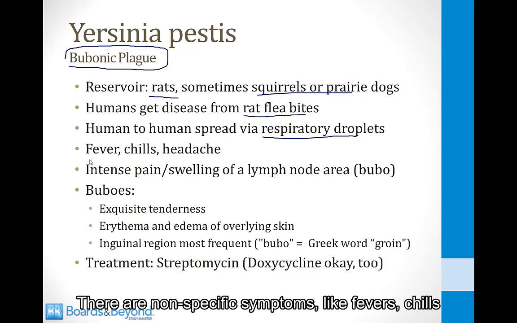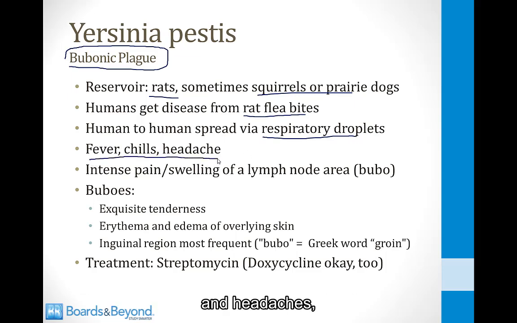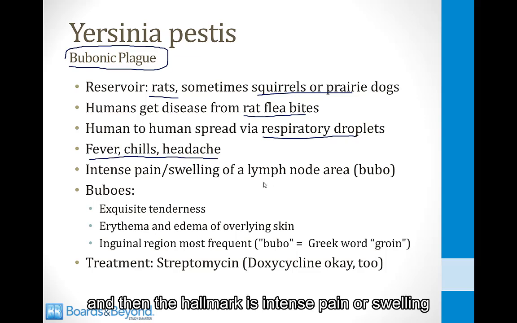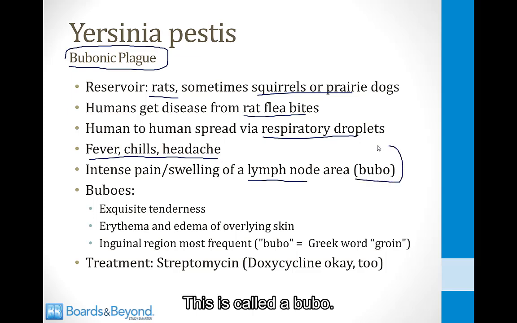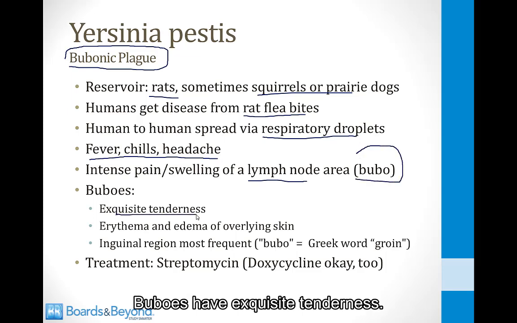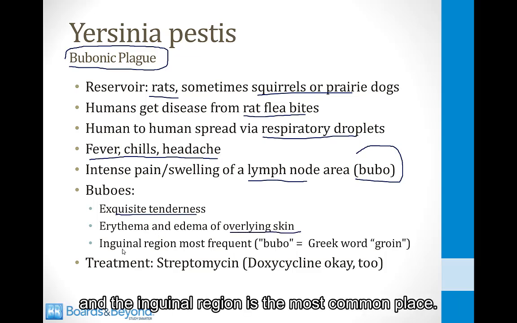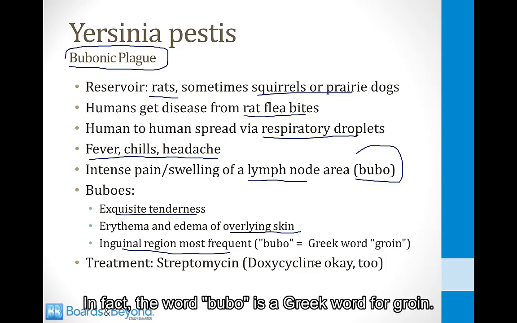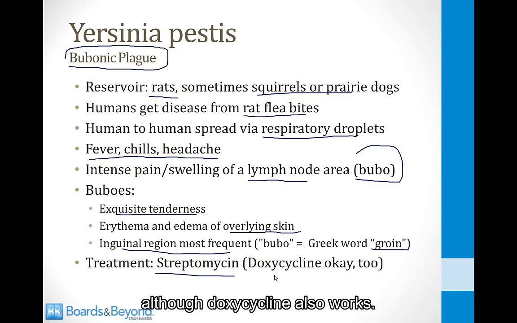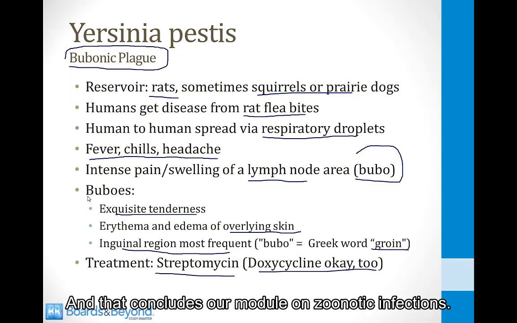There are nonspecific symptoms like fevers, chills, and headaches, and then the hallmark is intense pain or swelling of a lymph node. This is called a bubo. So bubos have exquisite tenderness, there's erythema and swelling of the skin overlying them, and the inguinal region is the most common place. In fact, the word bubo is a Greek word for groin, and this is usually treated with streptomycin, although doxycycline also works. And that concludes our module on zoonotic infections.